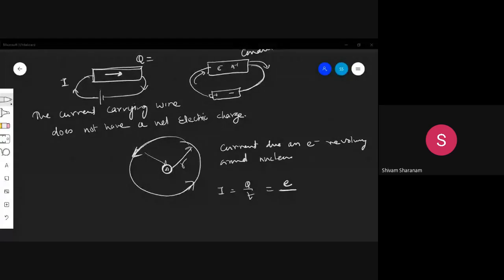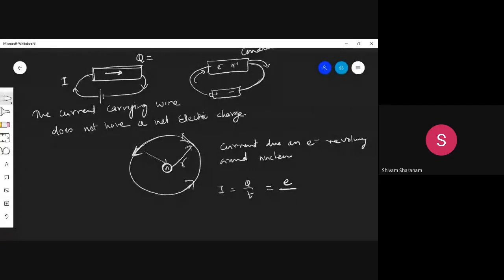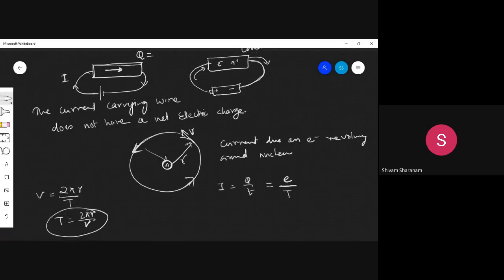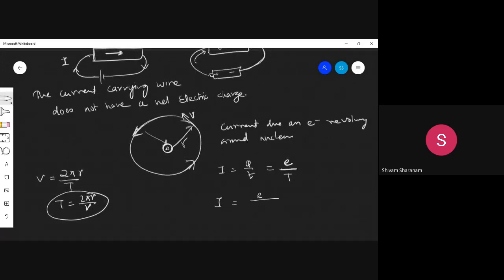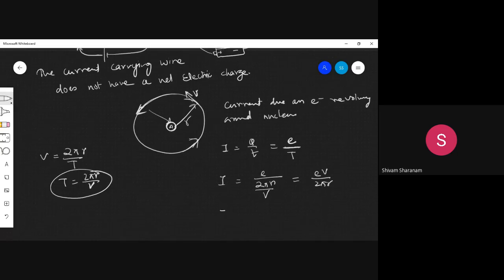Arre bhai dekho, total path kitna cover, maan lo iski speed v hai, to total path kitni cover kar raha hai? What is the total path covered by this v? Chaliye, total path is 2 pi r, so speed is equal to 2 pi r by t. So t is equal to 2 pi r by v, likh sakte hain. So that would be the time. So you can put the time here, e by t, and this e upon t is equal to, you can put 2 pi r upon v. So what will be your current? ev upon 2 pi r. That is the current due to an electron revolving around the nucleus.